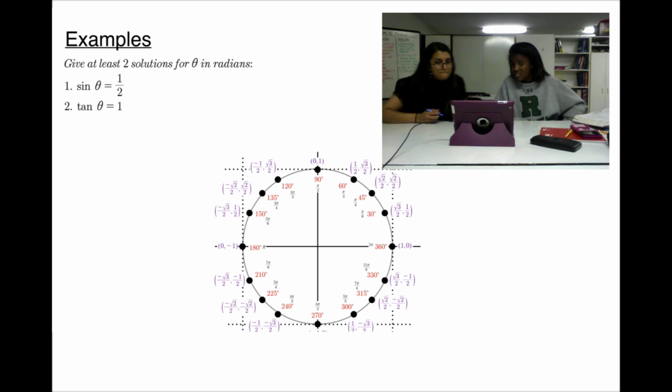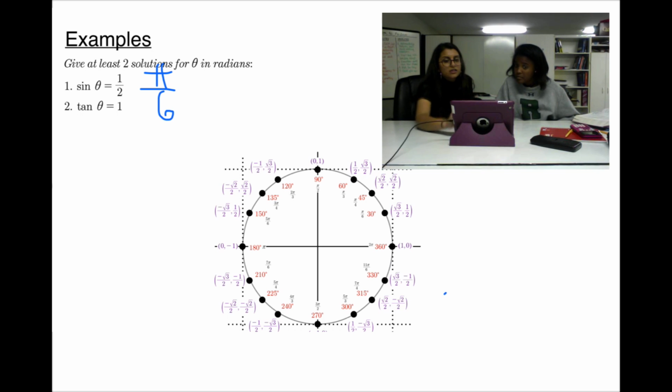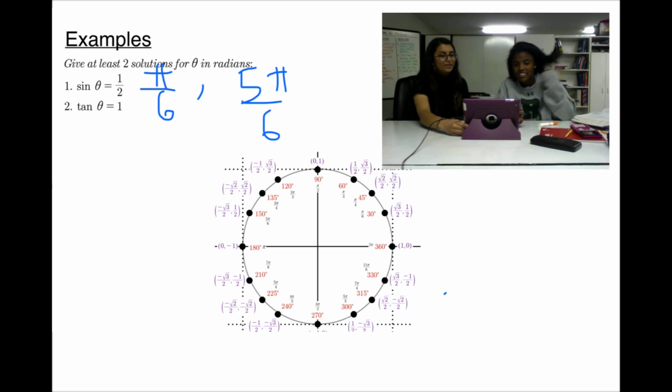So would it be like 60? Would 60 be 1/2 for cosine or sine? So it'd be 30. 30, yes. So what do we say for that? Pi over 6? Because if they give you this theta, that means they want the answer in radians. So 30, and then the other one would be 150, which is 5 pi over 6. Awesome.